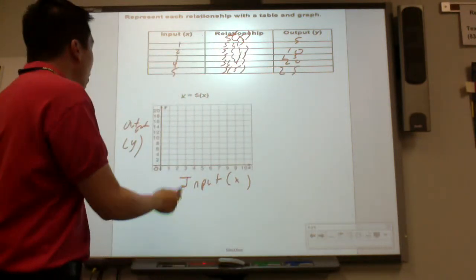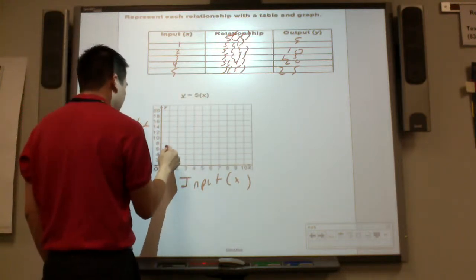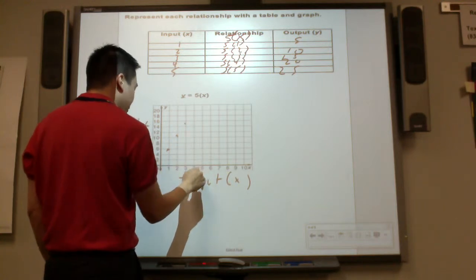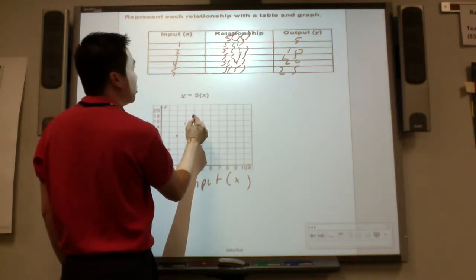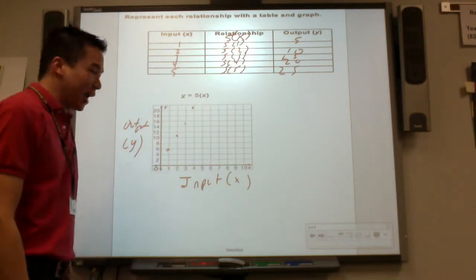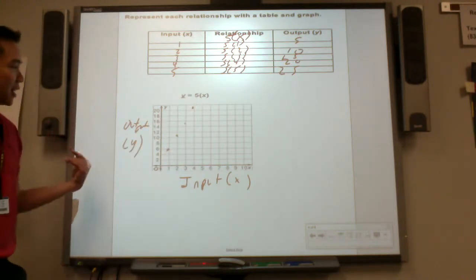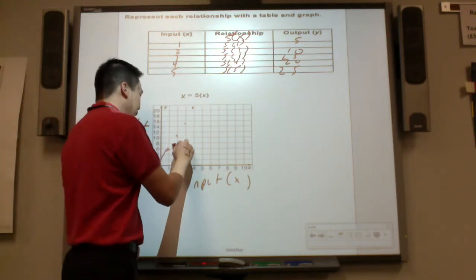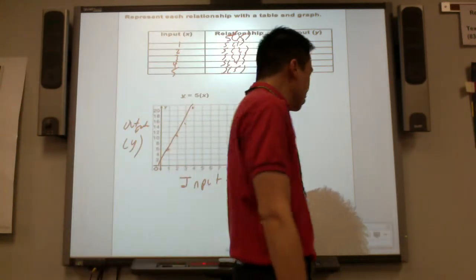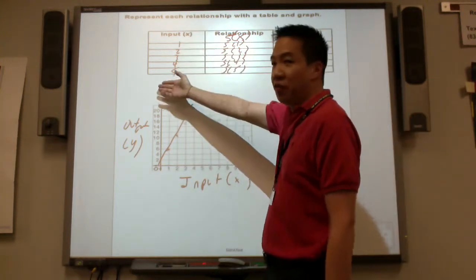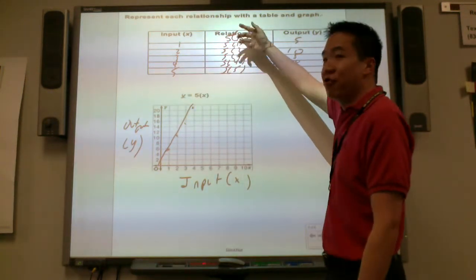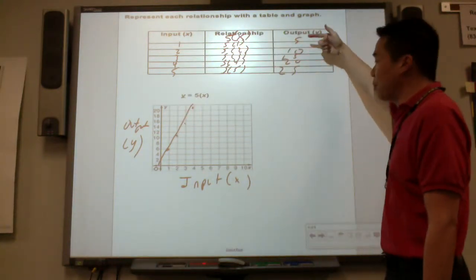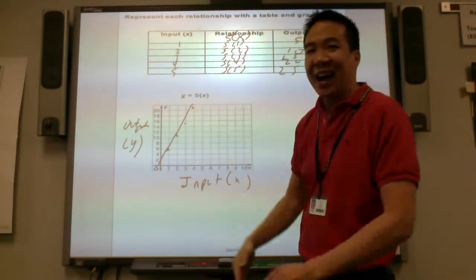So let's graph this. 1 goes, the output is 5. 2 is 10. 3 is 15. 4 is 20. Does it make a line here if we had connected it? This is a linear relationship right here. If you connect the dots, it will make a line. So it's linear. So from here, we input 1 through 5, and we put it into the equation of 5 groups of the input. You get these outputs. And then it makes a line out of it.